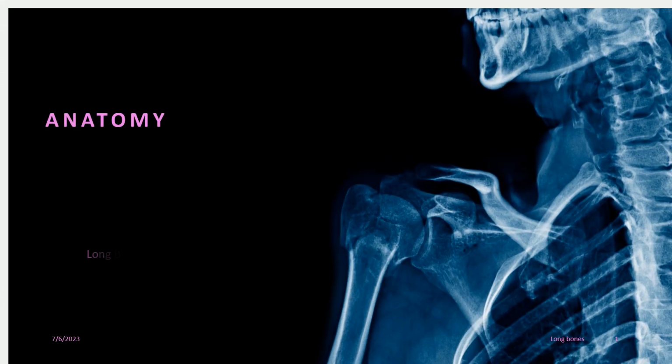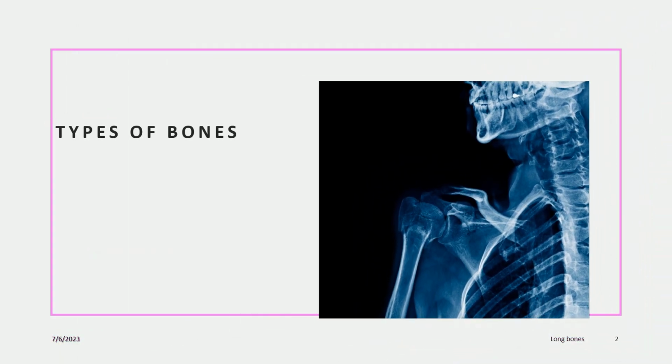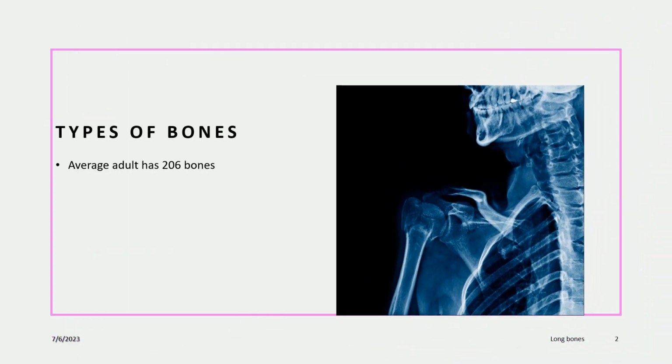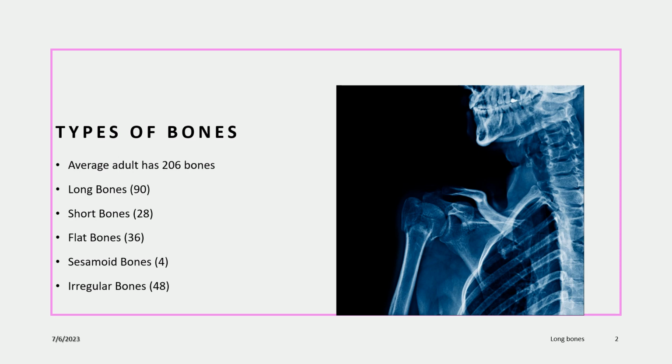So in anatomy today, we're going to concentrate on the long bones of the human. The average adult has 206 bones in their body. These 206 bones are classified into 5 main types, based on the shape and structure of the bones. The 5 groups are long bones, short bones, flat bones, sigmoid or sesamoid bones, and irregular bones.